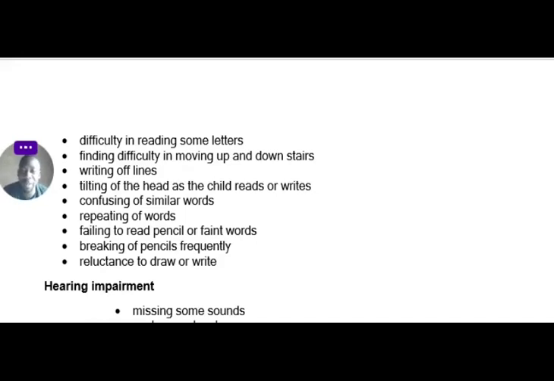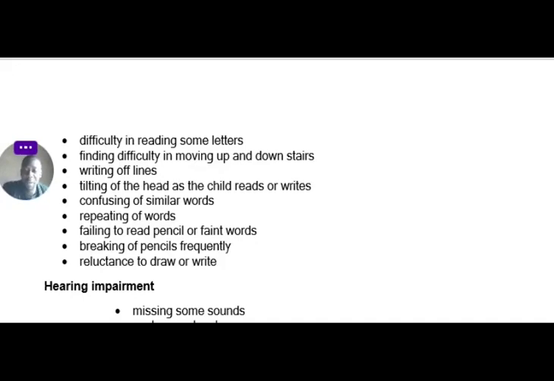Next is difficulty writing on a line. When you see a learner trying to write, instead of focusing on the same line, it keeps going to different lines. It means he's having a problem with vision. Then, and so on, it is confusing similar words, repeating words, reluctance to read, pencil or paint words, breaking pencils frequently, and reluctance to draw or write.